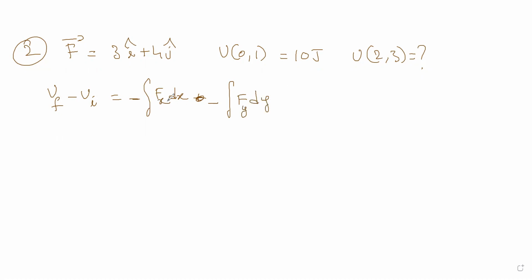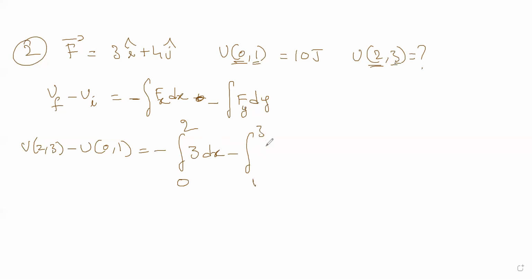And U final is U(2,3), U initial is U(0,1), right? Negative of the integral, where x is running from 0 to 2. Look at the x coordinates, 0 to 2. F_x is 3 dx, minus the integral where the y coordinates are running from 1 to 3, and this is F_y, that is 4 dy.